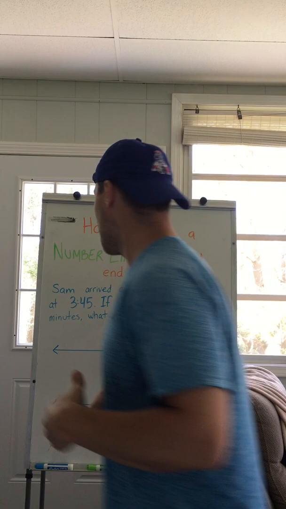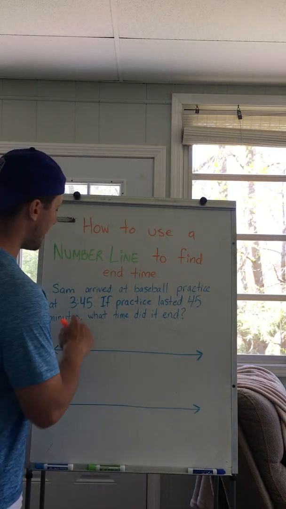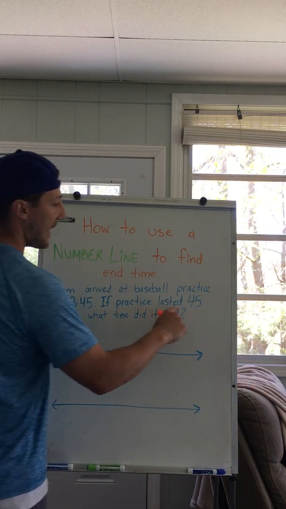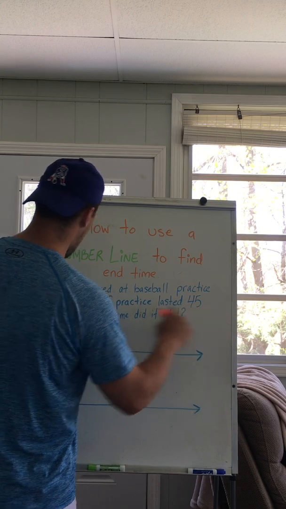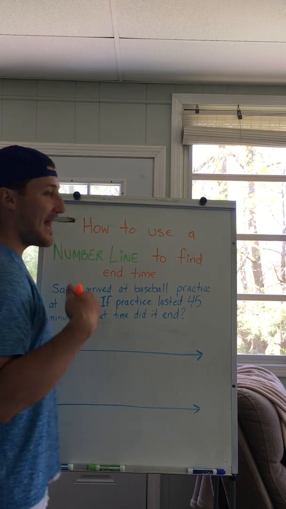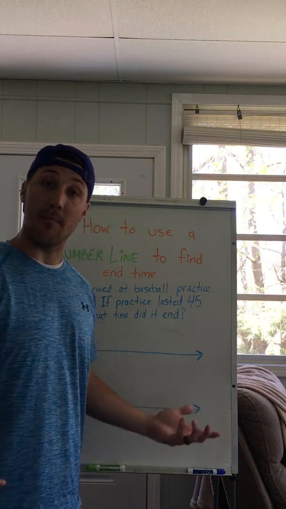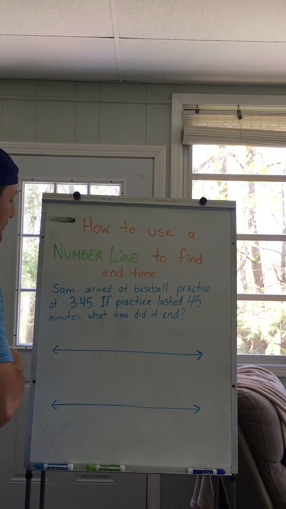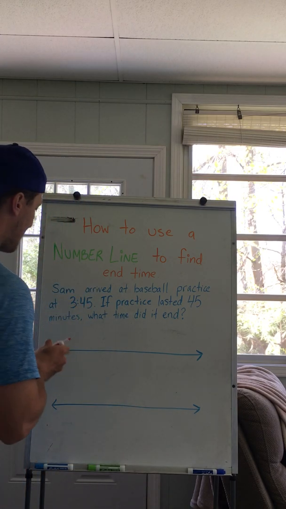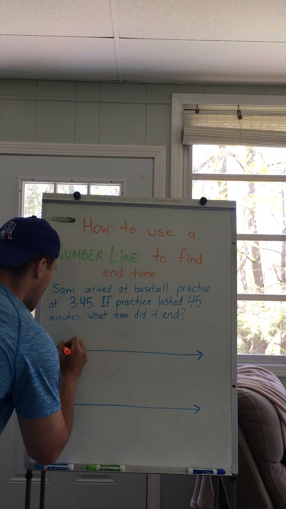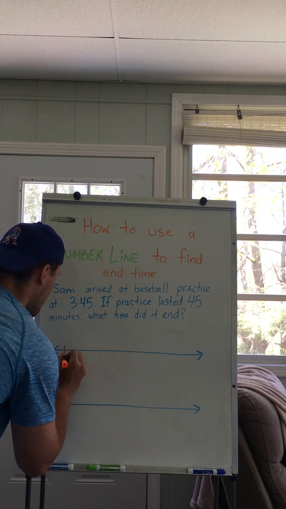So let's get started. The first thing I notice is that I'm given a start time. After I get my start time, I see how many minutes we're going to be at practice, and that should land me at my end time and my answer. So the first thing I want to do here is plot my start time, and I'm going to plot that on the left side of my number line. So I'm going to plot 3:45.